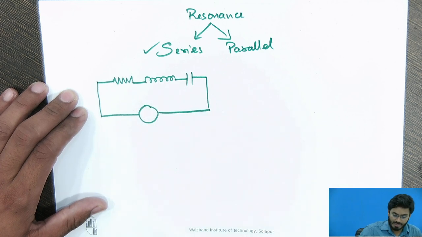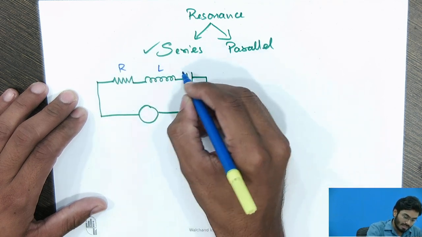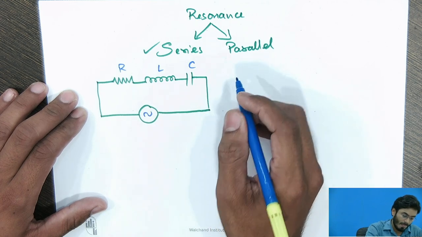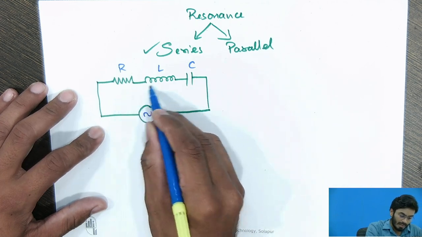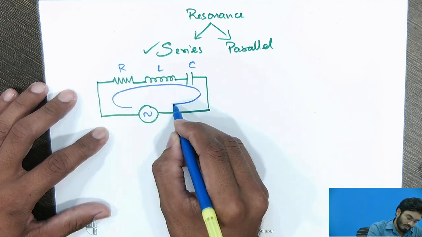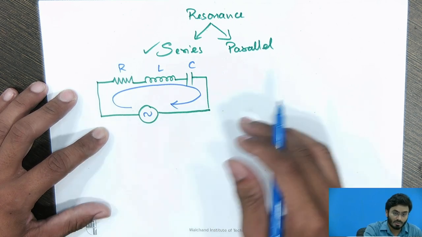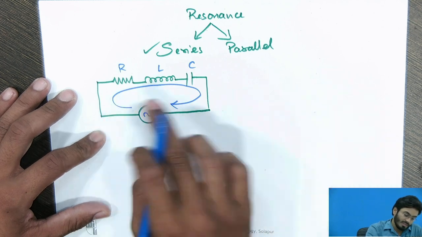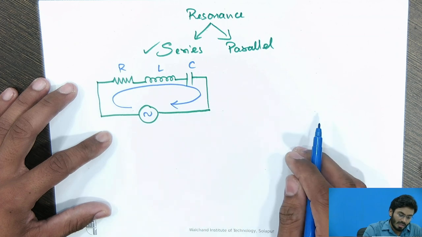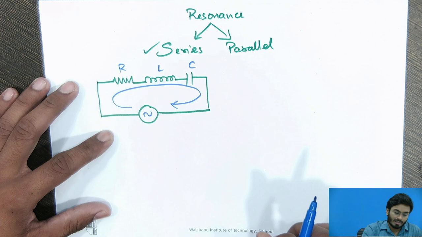So consider a simple series resonance circuit where we have R, L and C, and of course AC is applied. Now, whenever we apply an AC source to a series RLC circuit, the current tends to flow in a clockwise direction. For instance, we are considering this clockwise, it may be anti-clockwise as well, but for simplicity, let us go for a clockwise direction. Now, when we say that there is some current flowing through this RLC circuit, we need to analyze what is the effect of passage of current in a given RLC circuit.